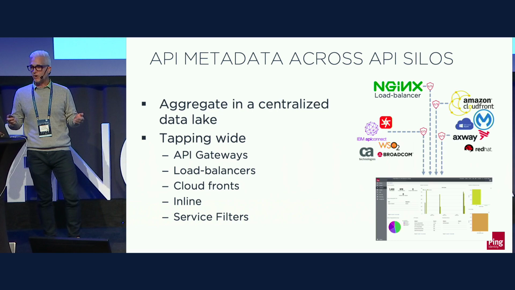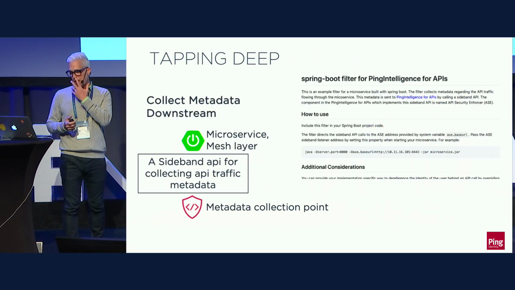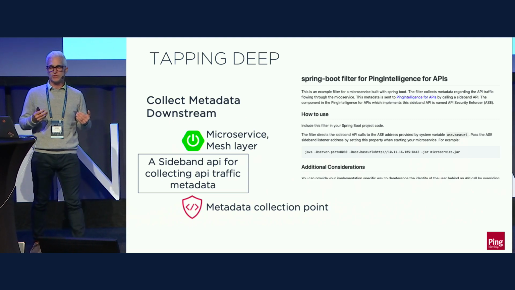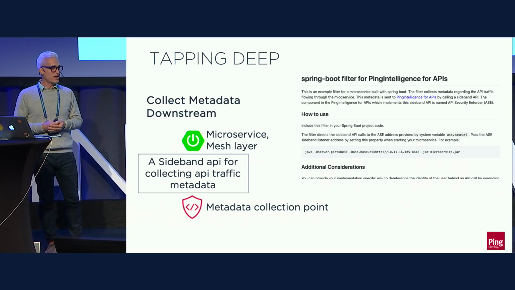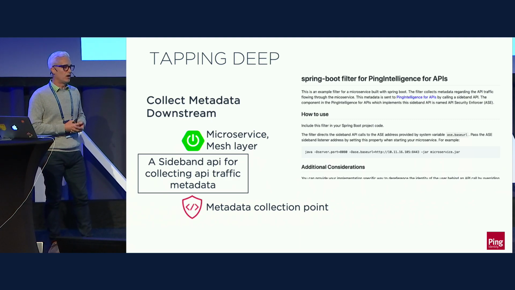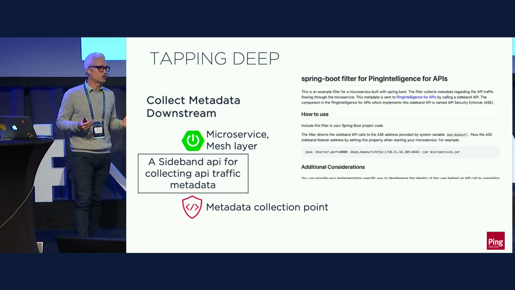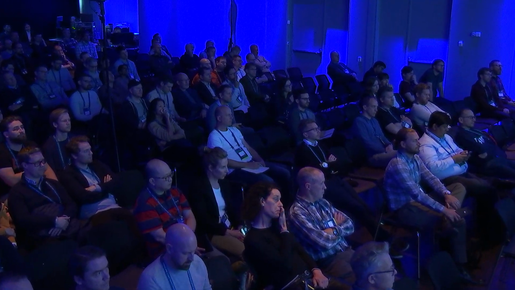So that's tapping wide. And then tapping deep is about collecting metadata downstream. So maybe directly in your microservices or in your service mesh layer, right? Zero Trust tells us that it's not sufficient to secure APIs at the perimeter. We really need to worry about API traffic beyond the perimeter. So it's important to take a look at your API traffic there.